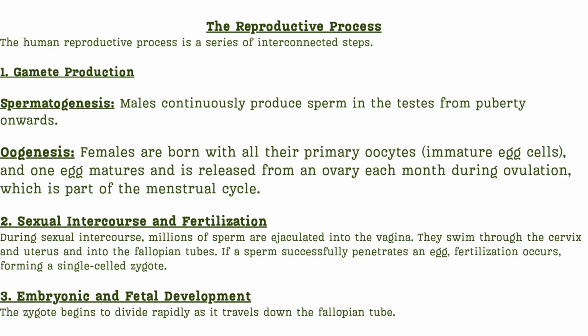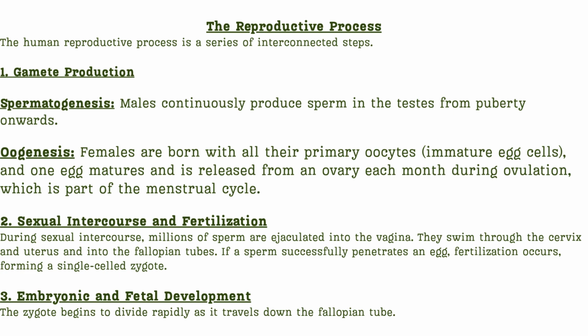The next one is sexual intercourse and fertilization. During sexual intercourse, millions of sperm are ejaculated in the vagina. They swim through the cervix and uterus and into the fallopian tubes. If a sperm successfully penetrates an egg, fertilization occurs, and a single-cell zygote is formed. The third one is embryonic and fetal development. The zygote begins to divide rapidly as it travels down the fallopian tube.